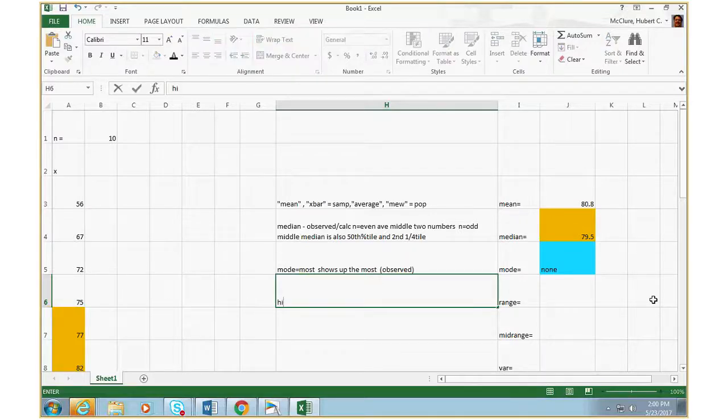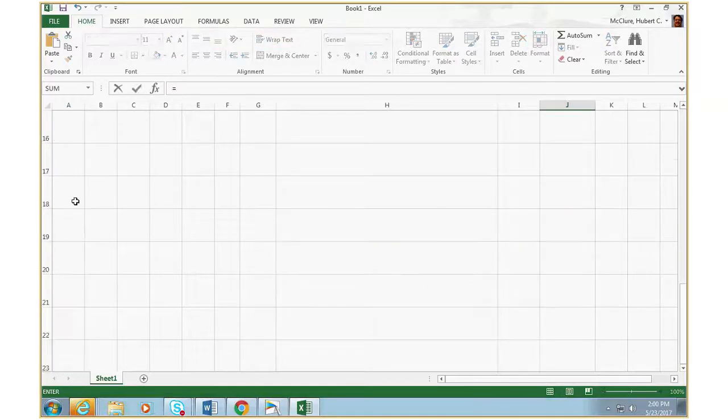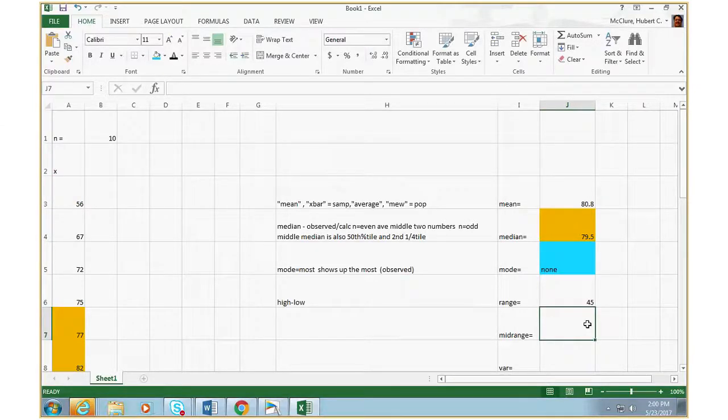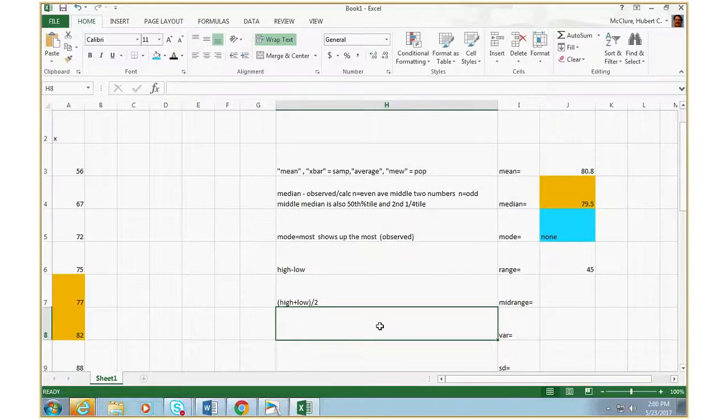Range. Highest minus what? Good. That will be equal to this guy minus this guy. What's the mid-range? High plus the low divided by what? Divided by 2.